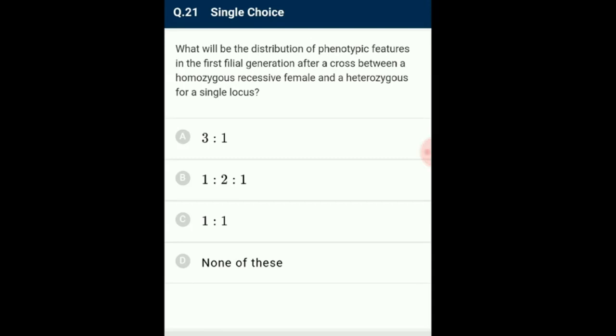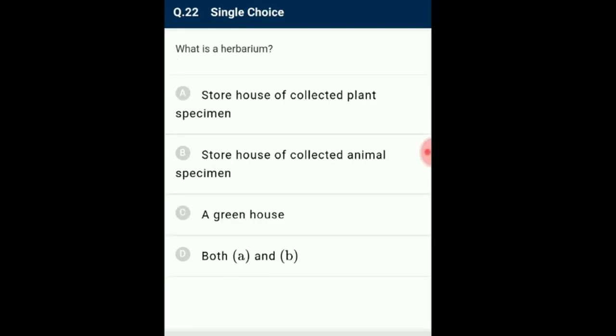So the answer is option C, 1:1. Question number 22. What is herbarium? Preserved plant specimens and the information regarding the same is collected and stored in a herbarium. The stored specimen may be the whole plant itself or parts of it. Generally, the plant parts are mounted on a sheet of paper in the dried form.